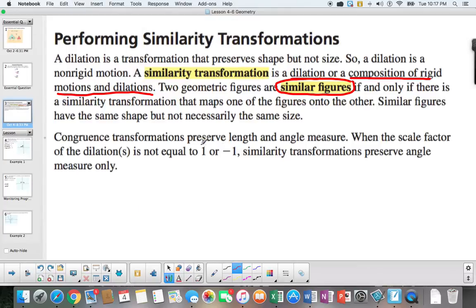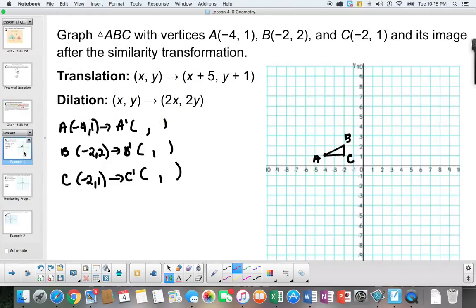The only way they would have the same size is if the scale factor were equal to 1 or -1. If the scale factor is different, then they'd have different sizes. All right, let's take a look at a problem where we use similarity transformations. In this case, we're using a translation and a dilation. Remember, as long as we use a combination of those kinds of similarity transformations, then it is called a similarity transformation.